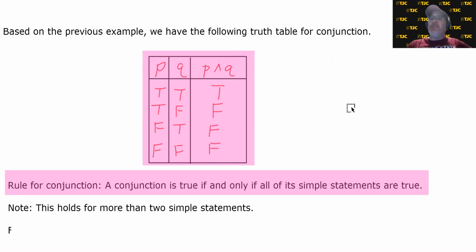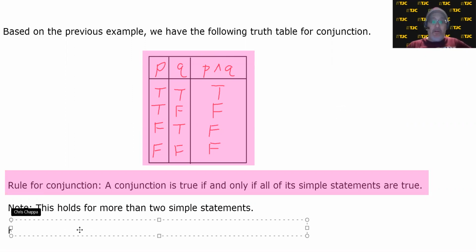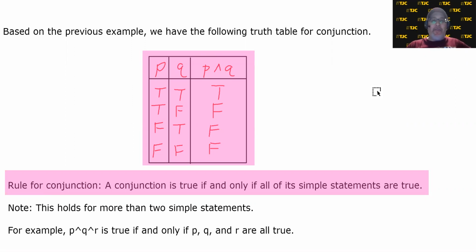This holds for more than two simple statements. And when I say this, I mean this rule. For example, and if you notice, I typed a caret symbol for and. I usually don't like doing that because the and should be about the same font size as the P and the Q, and the caret symbol, which is on the 6 key, if you hit shift, is smaller and a little bit more elevated, it's superscripted, but in a crunch it will do.